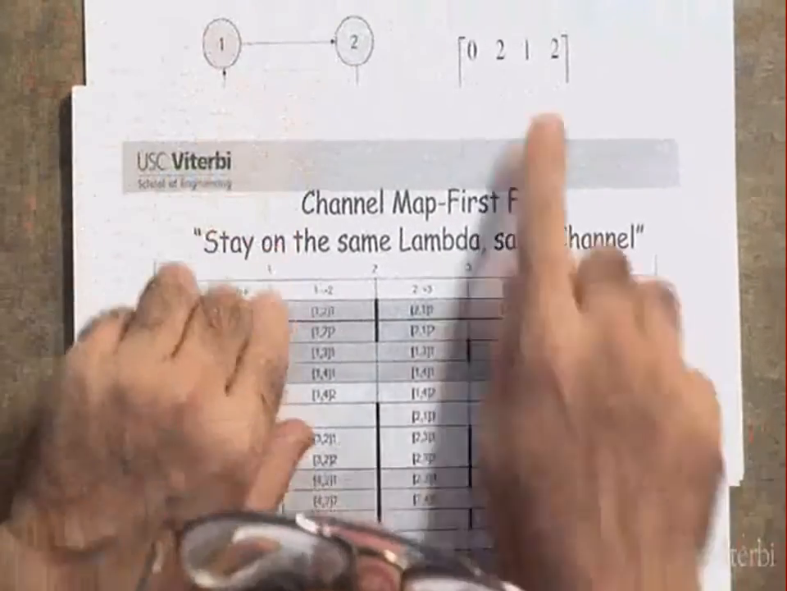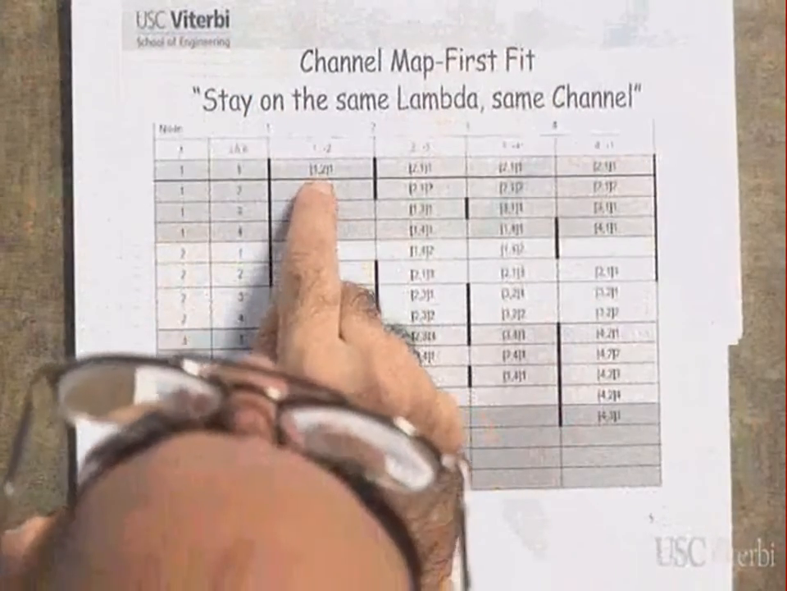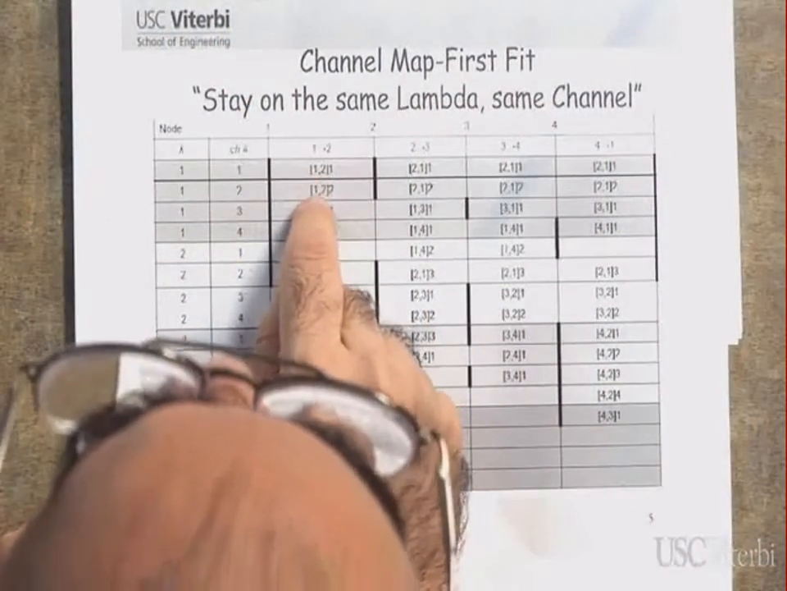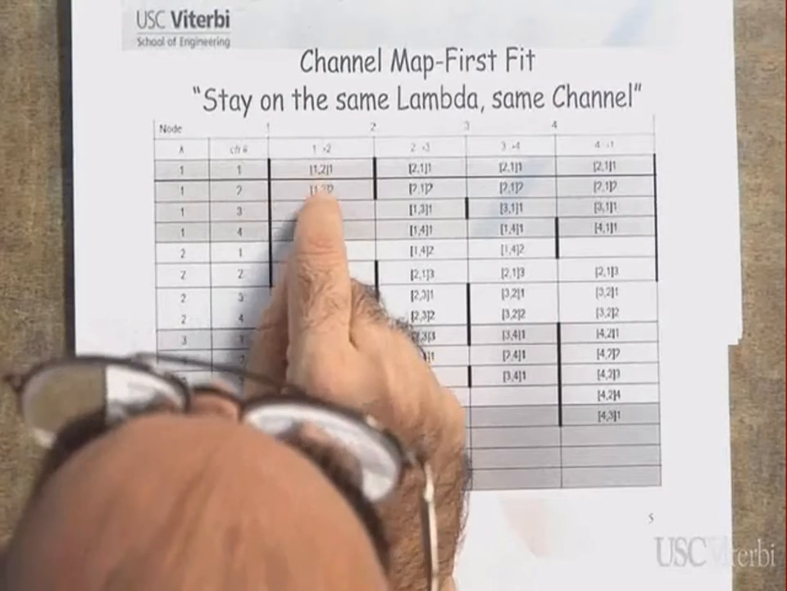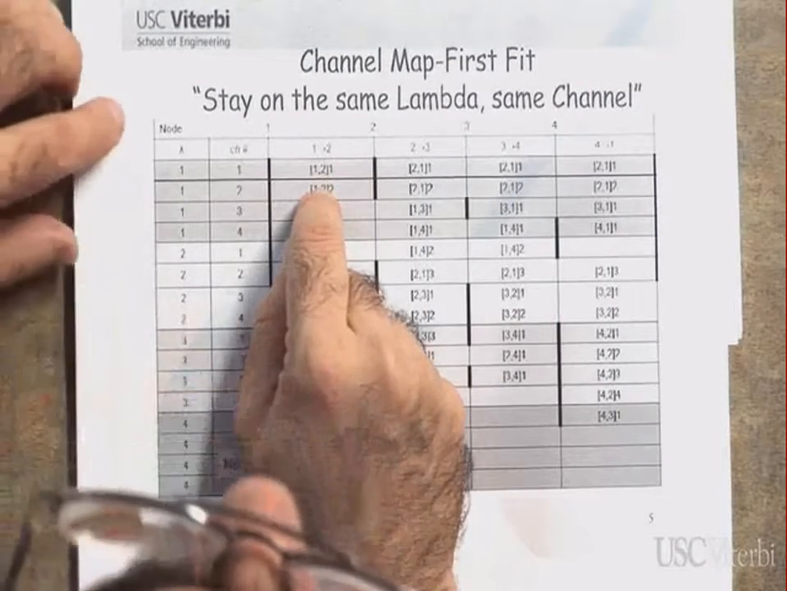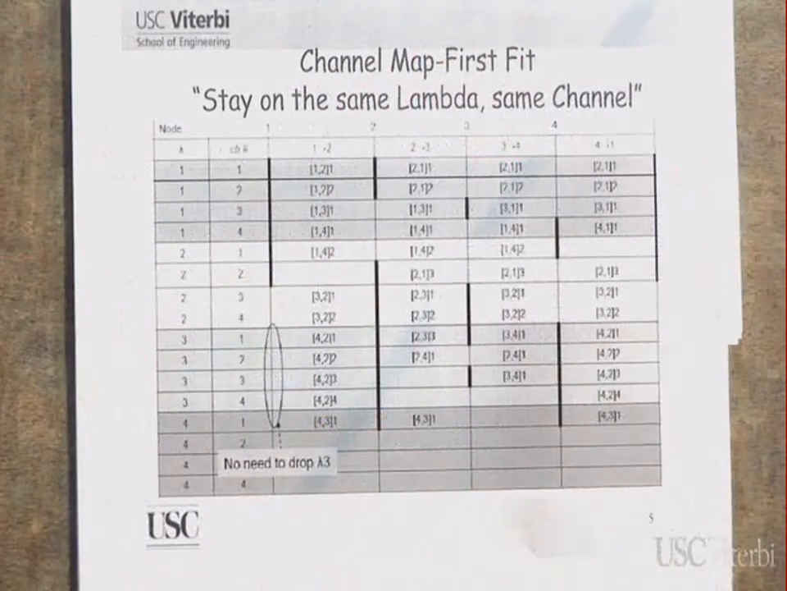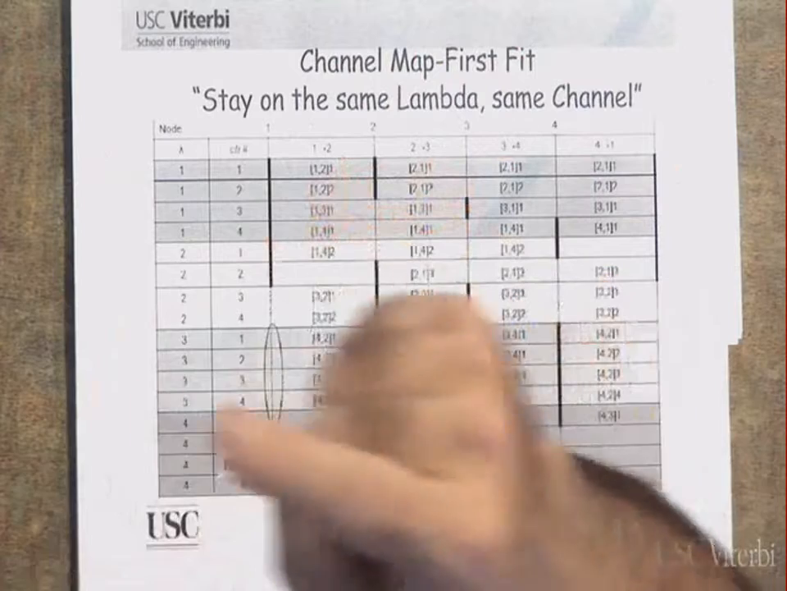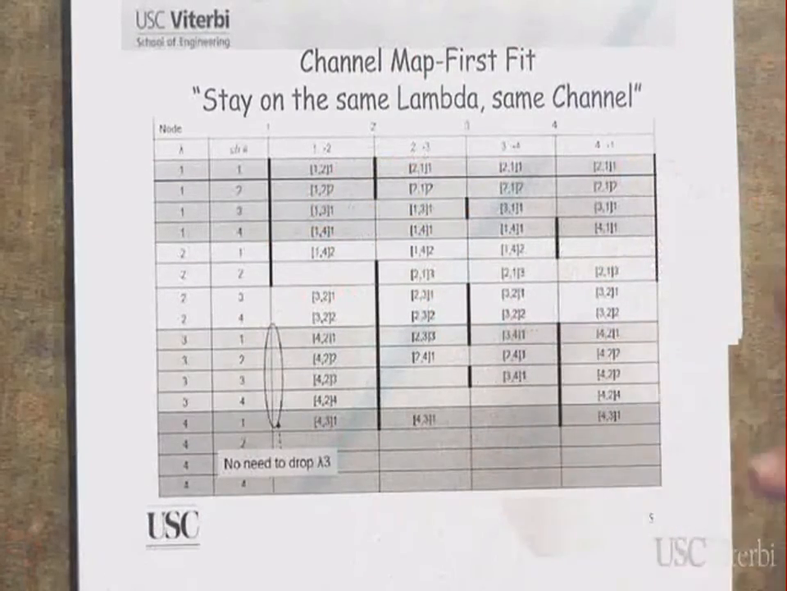Okay. Between 1 and 2, how many channels do we have? 2 channels. This is 1 and 2. Did you get this or not? So this is the first channel. This is the second channel. Are they on the same wavelength? We are not multiplexing wavelength. We are multiplexing channels on the same wavelength.